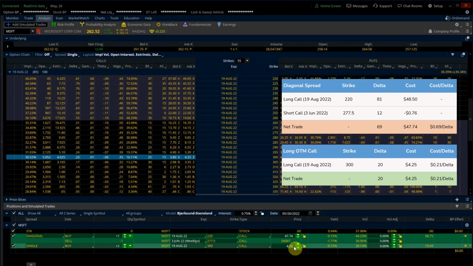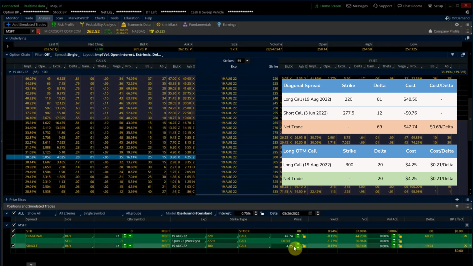So if I were to compare the diagonal spread and a single out of the money call, the single out of the money call definitely gives me a better risk to reward ratio because it has a much lower cost per delta, which means I need to come up with a lower amount of upfront capital to capture every delta move in the underlying.